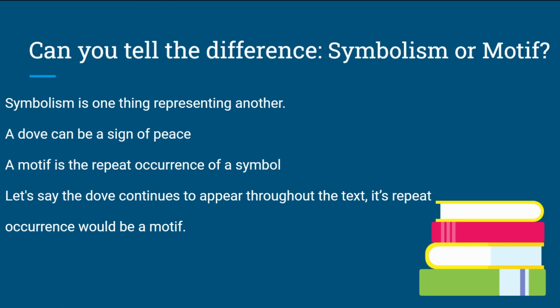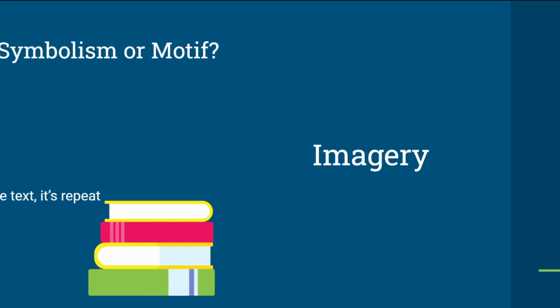Can you tell the difference? Symbolism is one thing representing another. A dove can be a sign of peace. A motif is a repeat occurrence of a symbol. Let's say the dove continues to appear throughout the text. Its repeat occurrence would be a motif.